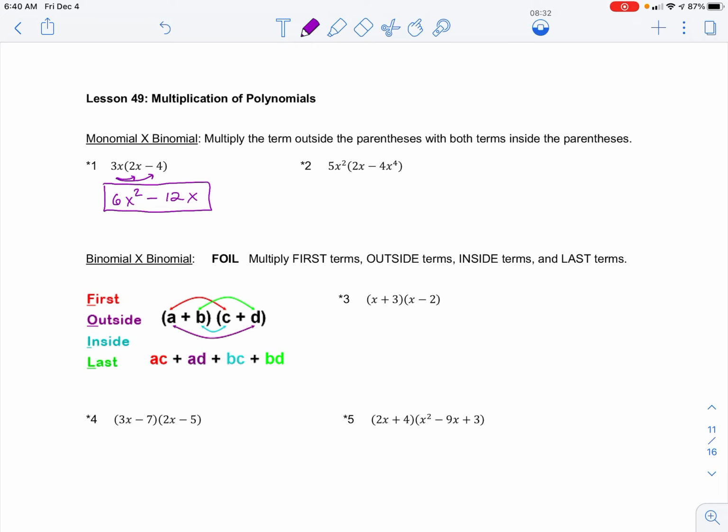Very simple. Now let's try number 2. Same idea, taking a monomial, multiplying it with a binomial. So we take 5x squared and we multiply it with 2x, and we get 10x to the third, because remember that we add our exponents, minus, and we have to multiply 5x squared with 4x to the fourth. So 5 times 4 is 20. X to the second power times x to the fourth. We just add our exponents. 2 plus 4 is 6. And that would be the answer to number 2. So there's 2 nice little examples in your notes for you.